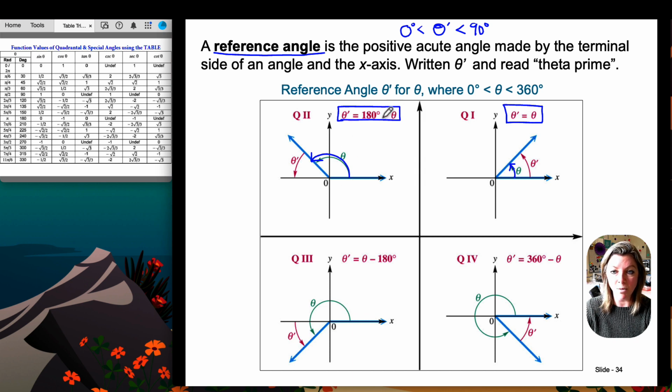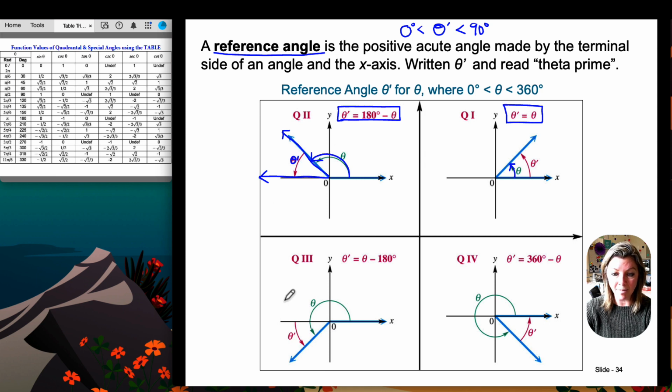Let's explore the figure and see why that is. We can see here that the terminal side is in quadrant 2. That's the terminal side of theta. Theta prime is then created by that same terminal side and this side of the x-axis this time, giving us an acute positive angle measure noted as theta prime. This is the reference angle, and you can see that theta and theta prime are supplementary angles. So to find the value of theta prime, we can do 180 degrees less the measurement of theta.